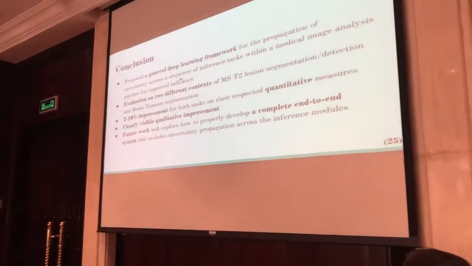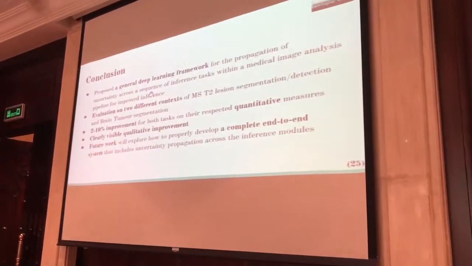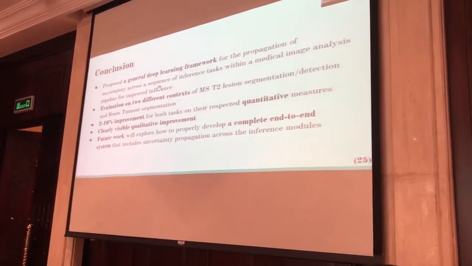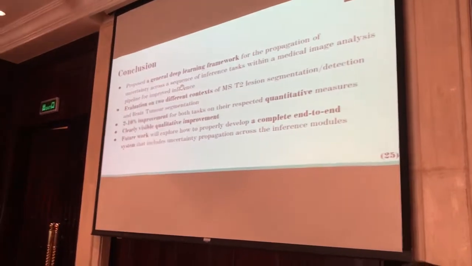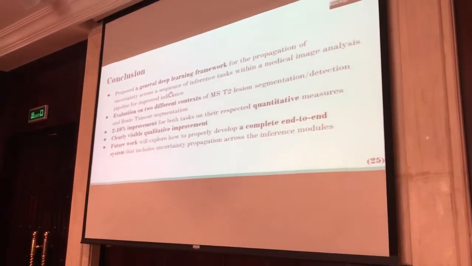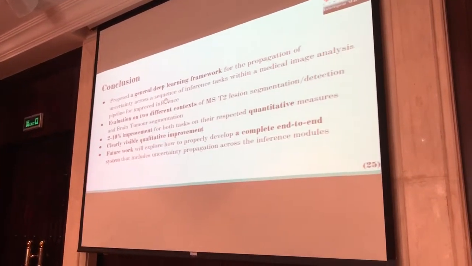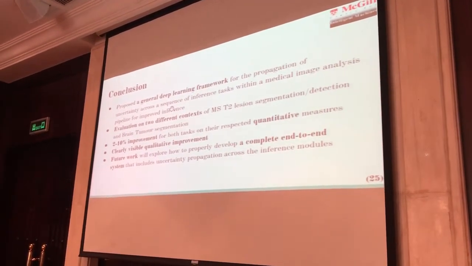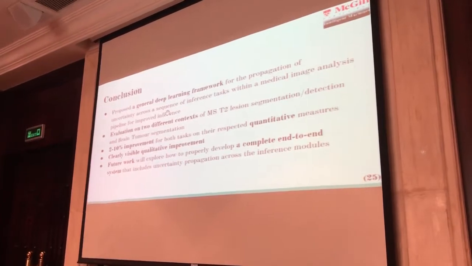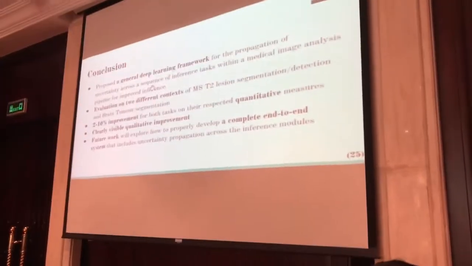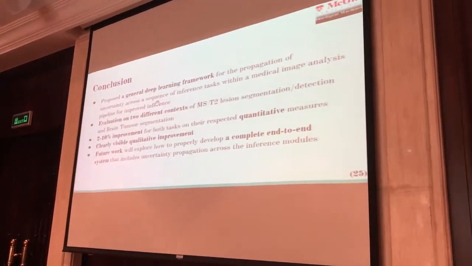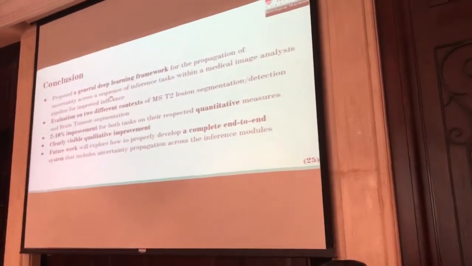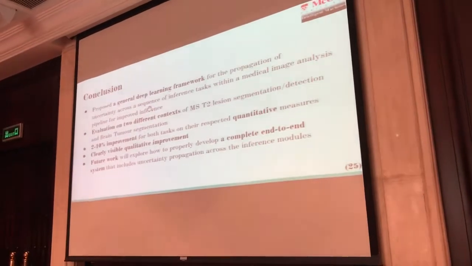In conclusion, we proposed a general framework for propagating uncertainty across a sequence of medical imaging tasks. We evaluated it on two different tasks, MS lesion segmentation and brain tumor segmentation. We saw 2 to 10% improvement for both tasks in terms of quantitative results, and clearly visible qualitative results were shown. In future work, we would like to make this an end-to-end system. We would also like to see if we can get uncertainty in different methods, like probabilistic U-Net. Thanks.